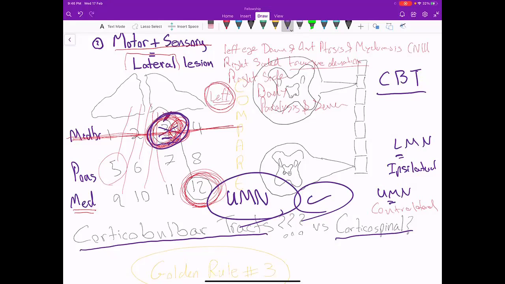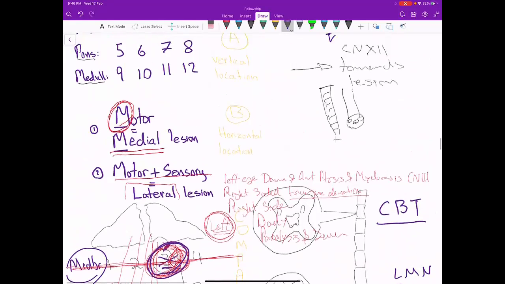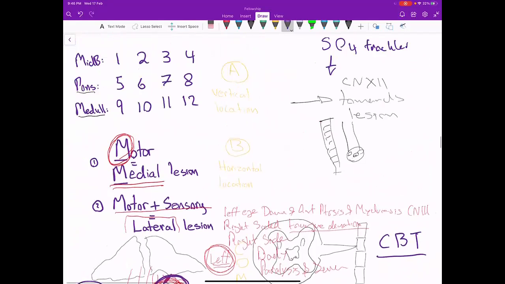How do you confirm it's an upper motor neuron? You check the tongue. Are there fasciculations? There's no fasciculation. It's shifting away. Khalas, upper motor neuron. So the lesion is where? Midbrain. Okay?